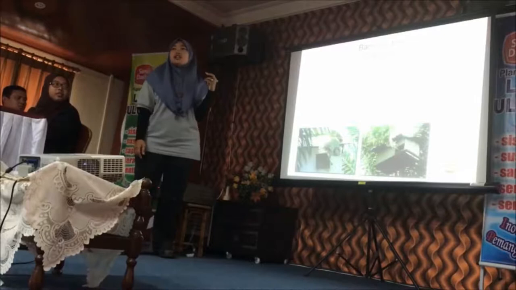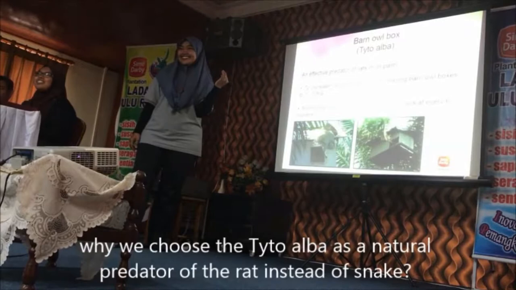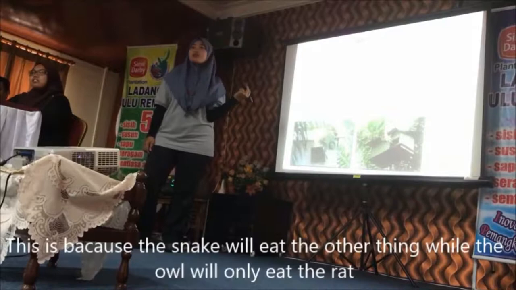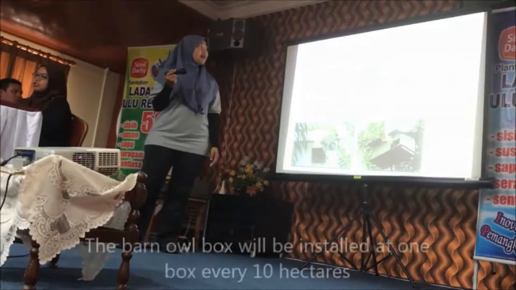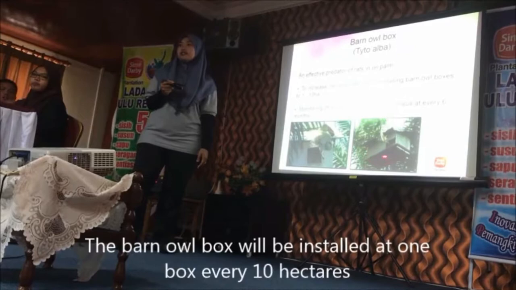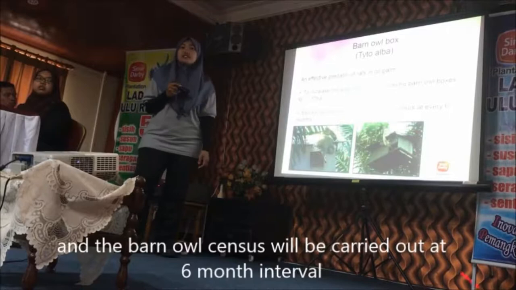Kenapa kita pilih Tyto alba sebagai lebih selamat? Kenapa tak guna ular? Kenapa ular akan makan benda lain. Kalau yang Tyto alba dia akan makan tikus je. Diet dia hanya tikus. Okay, untuk letak box ni, kita letak satu box 10 hektar. Ratio dia. Okay, untuk buat census dia pula, setiap 6 bulan. Setiap 6 bulan kita check sama ada dia ada burung ke tidak.